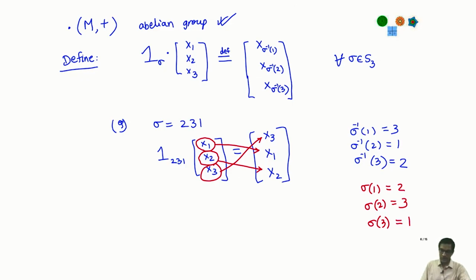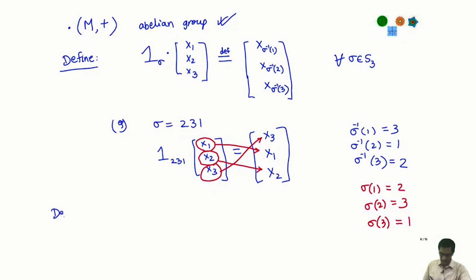More generally, if I take 1 sub sigma acting on x1, x2, x3, it will act in the same way. I need to put the inverses here for a reason, which we'll see soon. It's to make it a left module rather than a right module. But the basic idea is that it permutes these three components x1, x2, x3 the same way that sigma permutes the numbers 1, 2, and 3. So I have defined this action. Of course, I have only defined it on the basis elements. It's clear what I need to do in general.